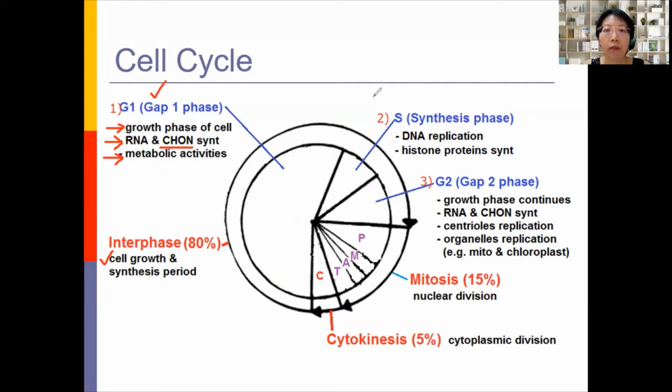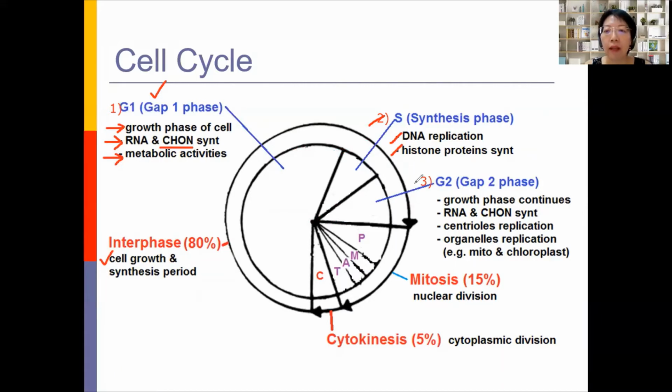Okay, after gap 1 phase is S phase, the synthesis phase. So at that time, DNA is being replicated, and because DNA wraps around histone proteins, histone proteins must also be synthesized for the new DNA to wrap around.